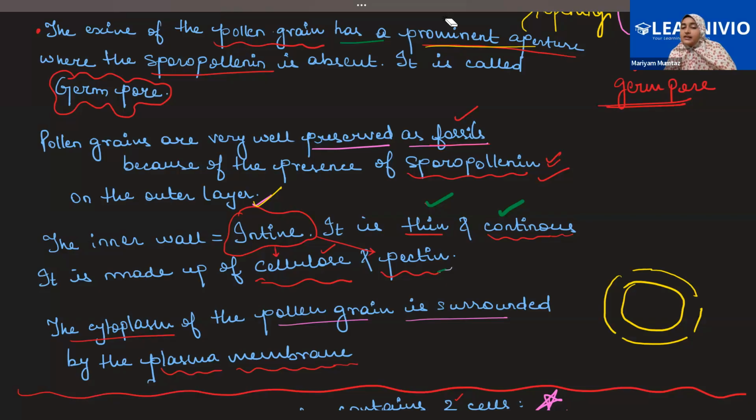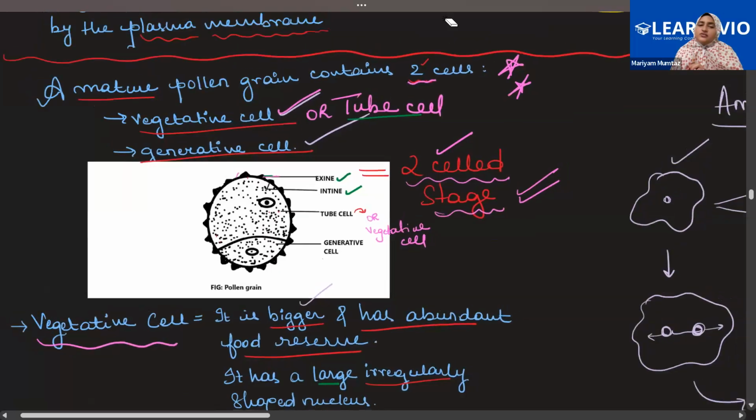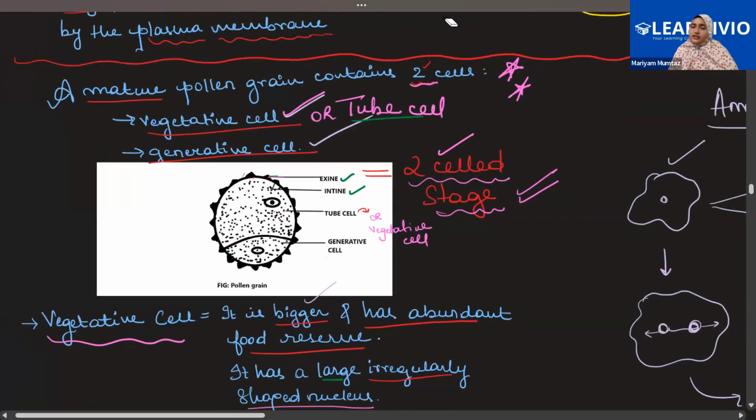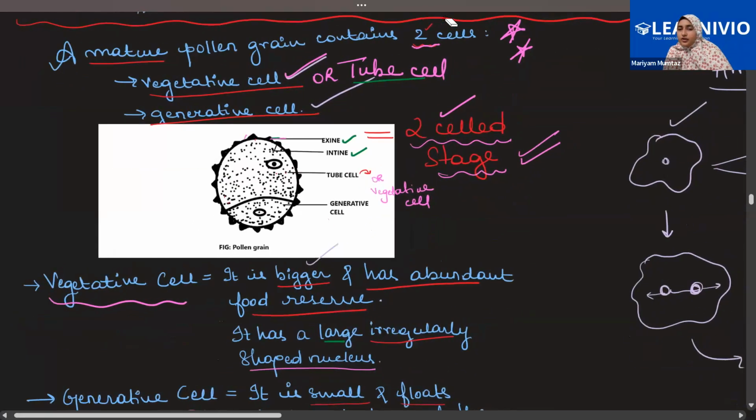It is made up of cellulose. In the same way, the intine is also made up of cellulose. Now, talking about the structure of a mature pollen grain: it contains two cells, meaning inside now.